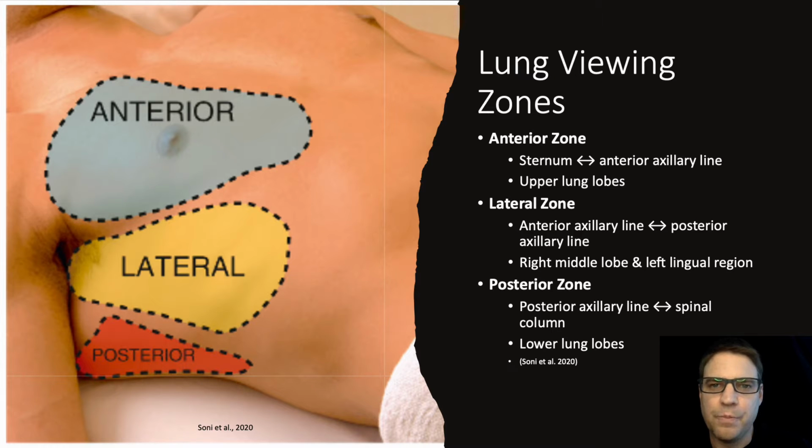The lateral zone lies between the anterior axillary line and the posterior axillary line, and this section corresponds to and provides the best view of the middle lobe of the right lung and the lingular region of the left lung. The posterior zone is situated between the posterior axillary line and the spinal column, and the posterior region corresponds to and provides the best view of the lower lung lobes.